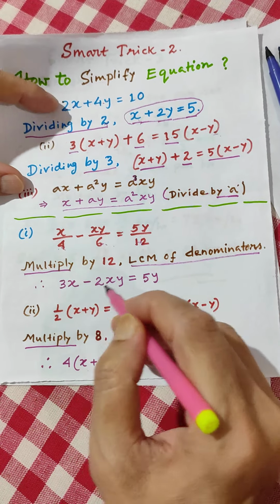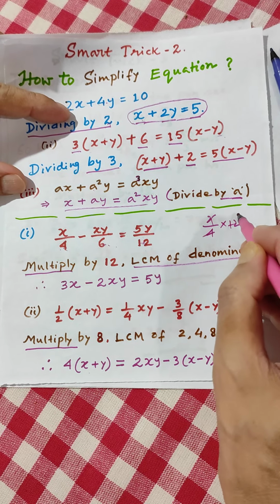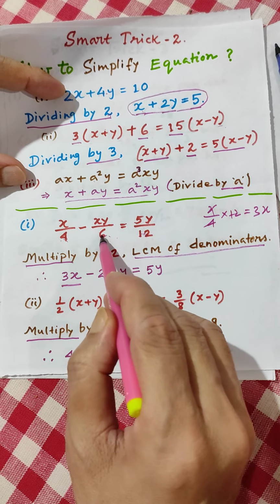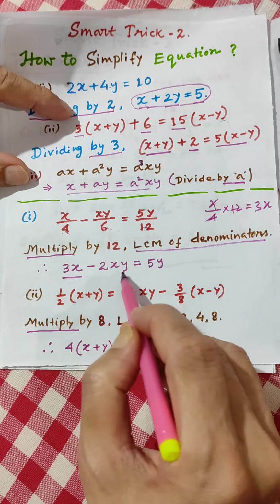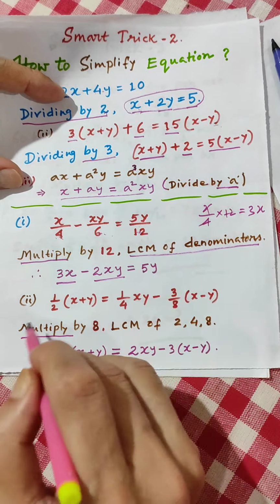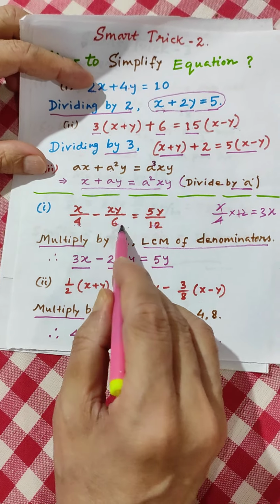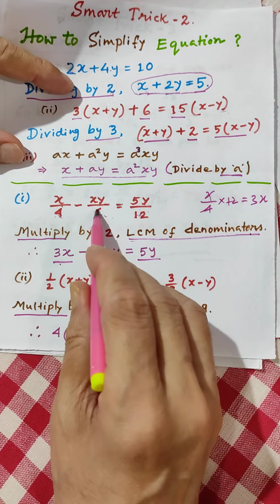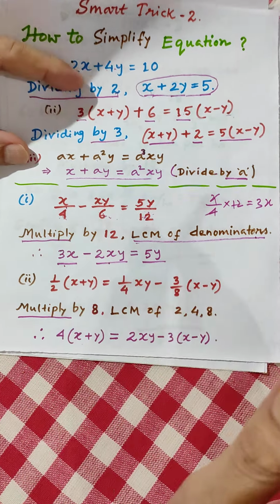Now x by 4 into 12. What do you get? 4 and 12 cancel, 3. So 3x. Then xy by 6 into 12. 6 and 12 cancel, 2. So 2xy. Then 5y by 12 into 12, the 12 cancels, 5y. So we multiply each term by the LCM of denominators. This into 12 gives 3x, this into 12 gives 2xy, and this term into 12 gives 5y. So you see fractions are gone.